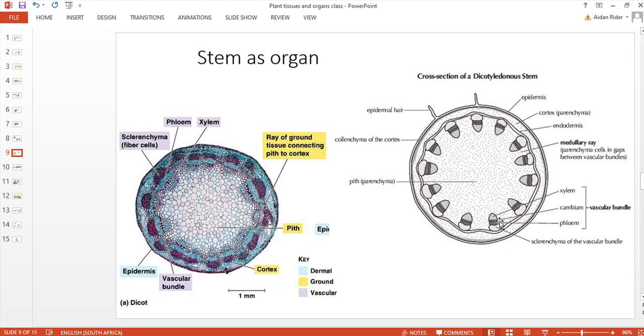Here, the xylem and the phloem is spaced very interestingly. The xylem are on the inside. Here is your pith or the parenchyma cells, the ground tissue on the inside. Then your cambium vascular bundle is in the middle, and the phloem are looking to the outside, this area here. And next to it is a bundle of sclerenchyma cells.